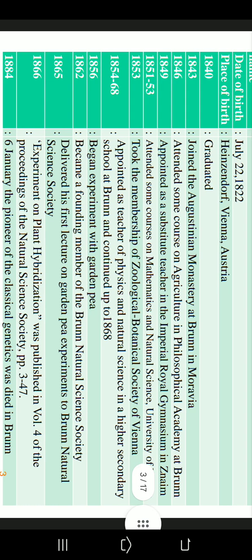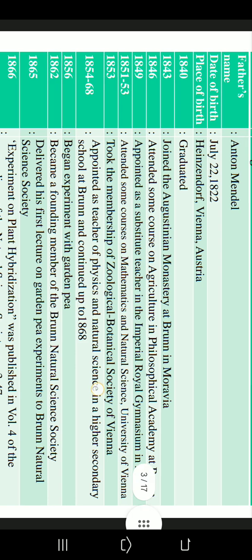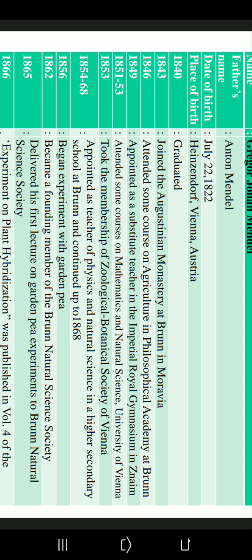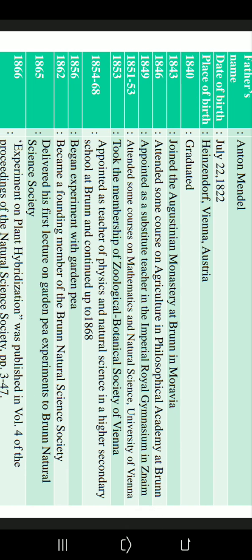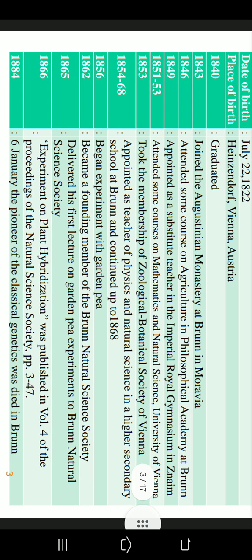So you can see a lot of information in this slide. We don't need to memorize all of it, but we can give more attention to some lines. He was born in Austria, which is important. Another important point is his date of birth, July 22, 1822, which is similar to 22. The main year to remember is 1856, when he began experiments with garden pea. We should also know when the father of genetics died: 1884, 6 January. The pioneer of classical genetics died where? Brunn.